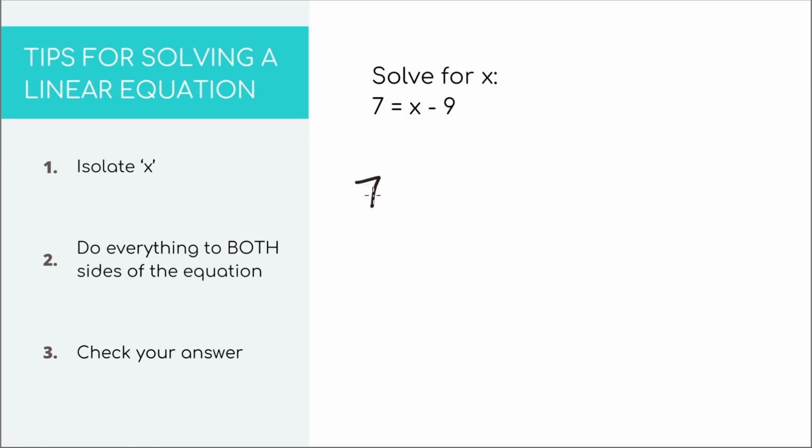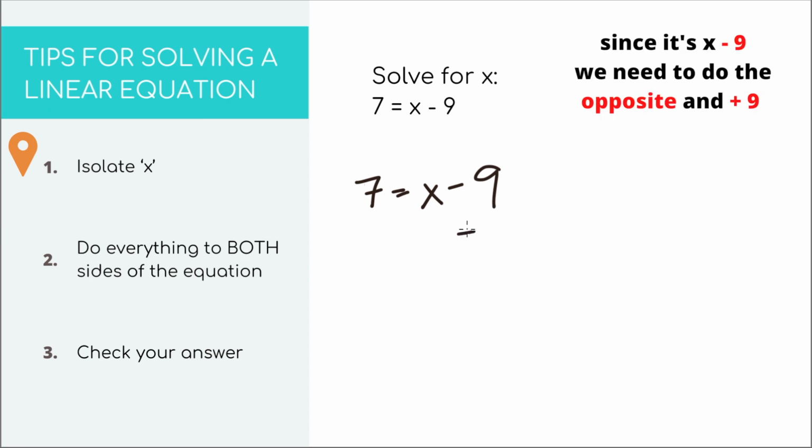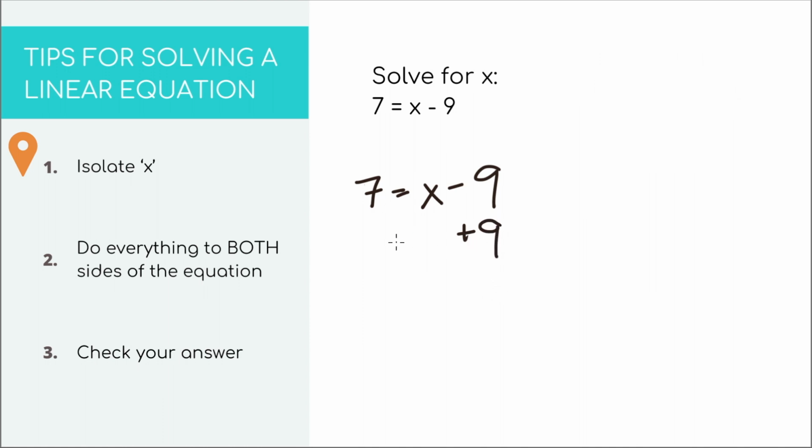Now we have 7 equals x minus 9. Don't be intimidated that the x is on the other side. Let's keep doing the same thing. Since the x is already on the right, let's get all of our numbers on the left. And in order to do that, let's add 9 to cancel out the minus 9. We have to do it to both sides.